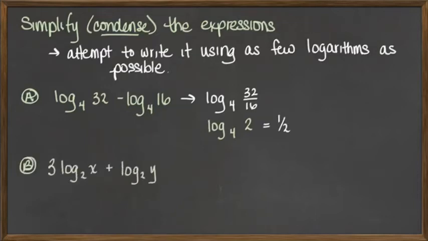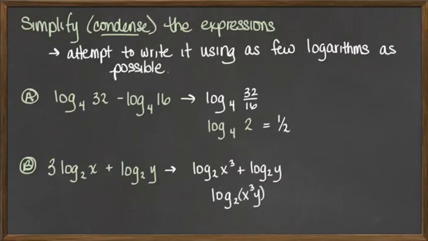If we have 3 log base 2 of x plus the log base 2 of y, these are both base 2, I see addition, that means I can multiply. I also see the 3 being multiplied by the log, which means it could also be written as a power within the argument. So the log base 2 of x cubed, and then I multiply the two things, again, condensing them into one argument, one log expression, not the product of the two logs.